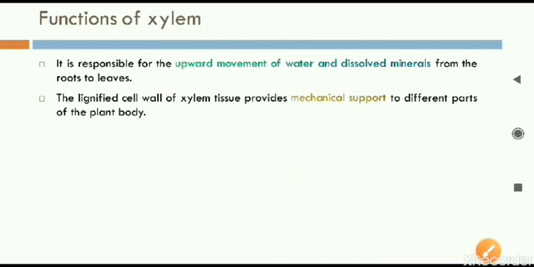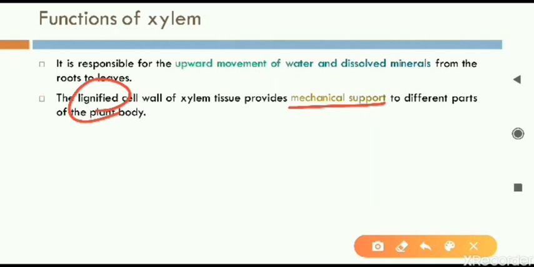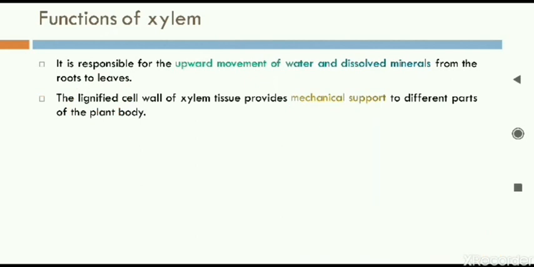Next, second function, the lignified cell wall of xylem. Yes, lignin is there. In xylem tissues, lignin is present in the cell wall. It provides mechanical support because lignin is very tough. We have seen in sclerenchyma tissue, lignin is present. It makes the sclerenchyma tissue very tough. Similarly, xylem also has this lignified cell wall, and it is giving mechanical support to different parts of the plant body. So these are the two functions of xylem.